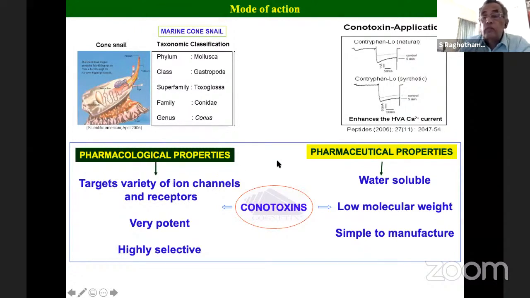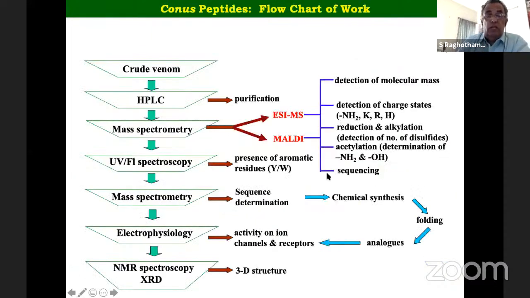Now, when you concentrate on this particular contrafan, one particular peptide, from a pharmaceutical point of view, they are water soluble, low molecular weight and simple to manufacture. Now, we will take a case of this contrafan because this acts on the calcium channel, and the one specific reason is this drastically improved the current in this calcium channel.